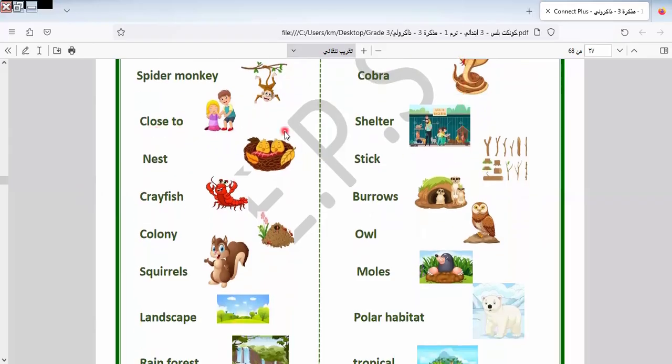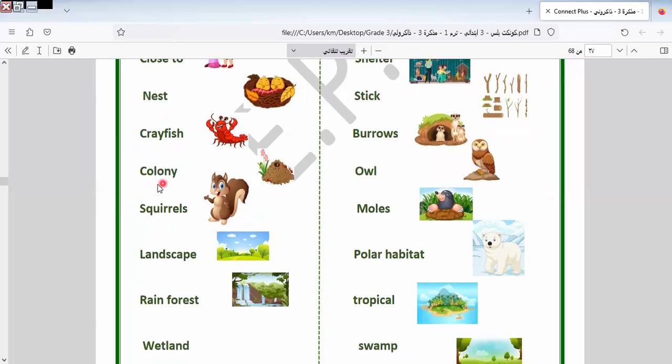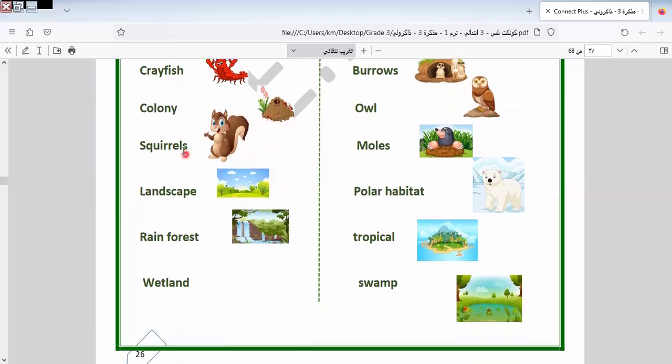Close to means near to. Here is shoulder, nest, stick, crayfish. This is called crayfish. This is called burrows, means holes, like this. Colony. This is colony. This is owl. This is squirrels. Moles.